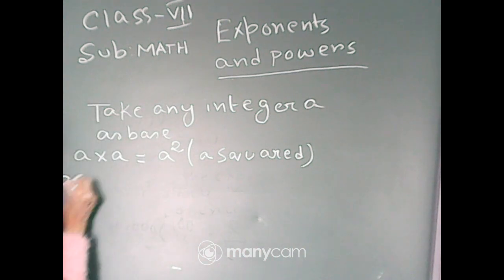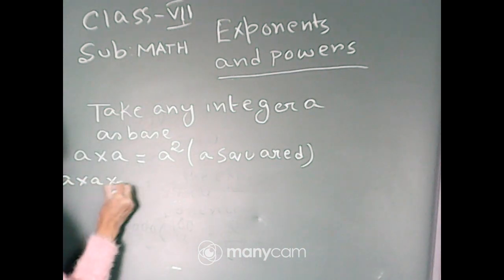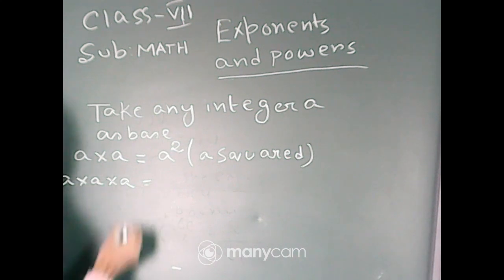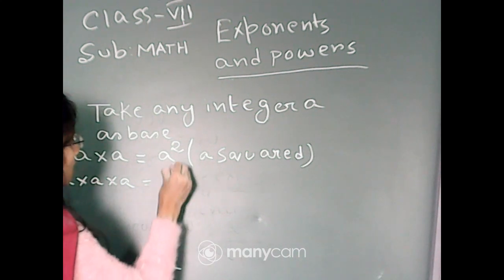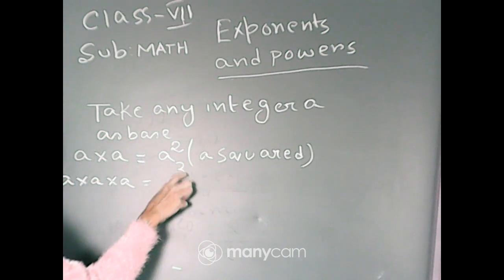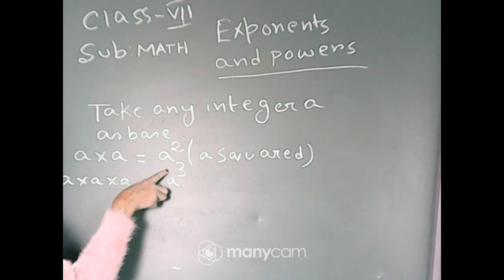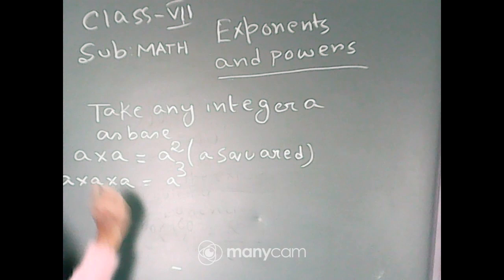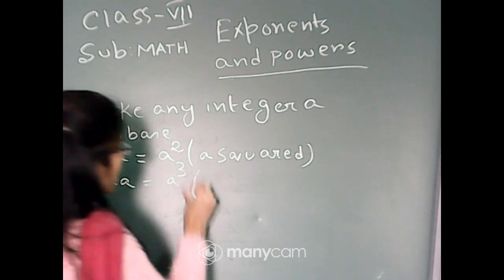Next, a into a into a. Here a is 3 times, so the power or exponent of a will be 3. Here a is the base and 3 is the exponent or power, and we read it as a cubed.